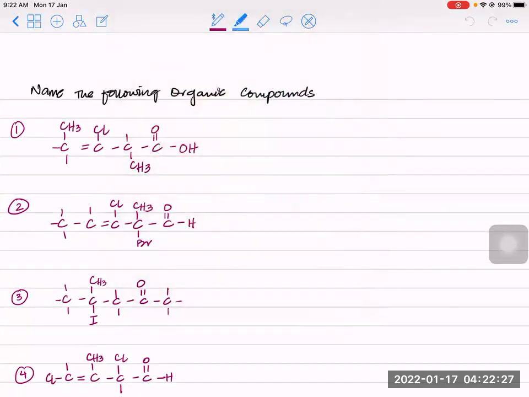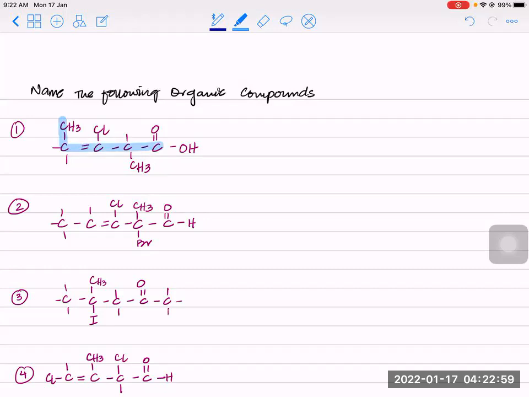So let's see the first one. You've got to pick the longest carbon chain, including all functional groups. So 1, 2, 3, 4. No, this is not the longest. 1, 2, 3, 4, and 5. This is the longest parent chain. Now, which functional groups do we have here? We have a carboxylic acid, a chloro, an alkene, and an alkyl. A chloro, an alkyl, all of this.